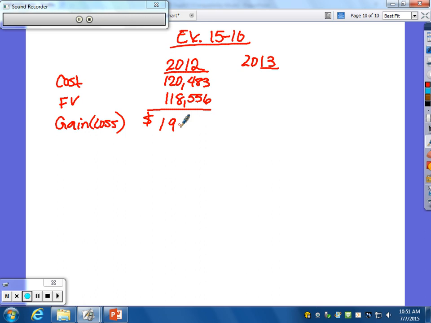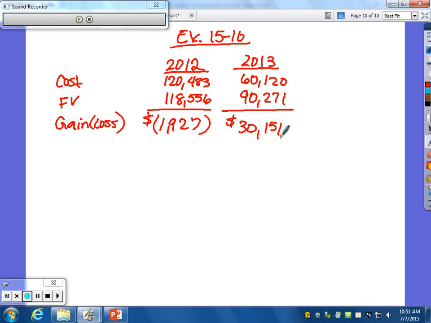$1,927. What was the cost for 2013? $60,120. What was the fair value? $90,271. Fair value is greater than cost, so that means we recognize the what? A gain. A gain of how much? $30,151. Now, at this point, what do we do with these two numbers?